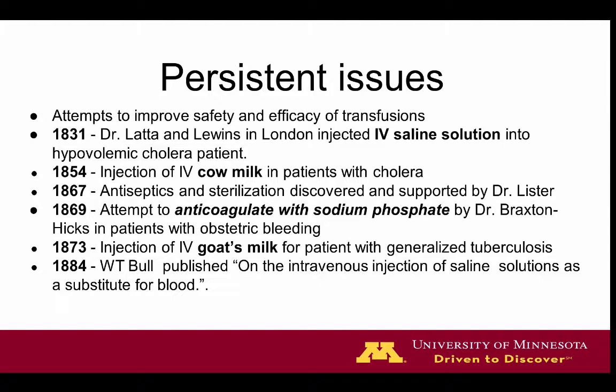Additionally, in 1869, the idea of anticoagulation to prevent blood from clotting before it could be infused into the recipient was utilized by Dr. Braxton Hicks with sodium phosphate to help treat obstetric bleeding. Ultimately, in 1884, Bull published that IV injection of saline is the best substitute for blood, and subsequently it became the preferred method for fluid resuscitation and superseded blood as the idea of treatment.